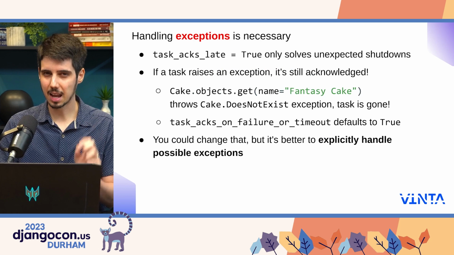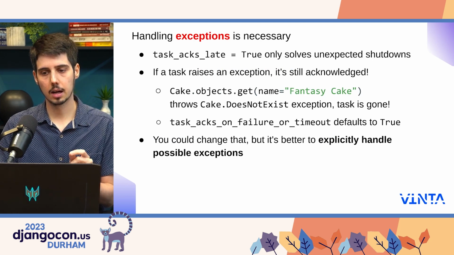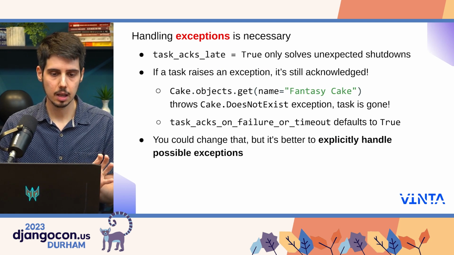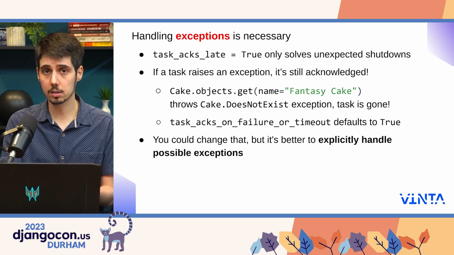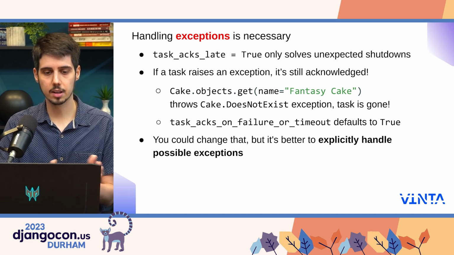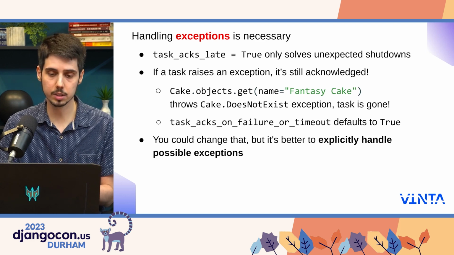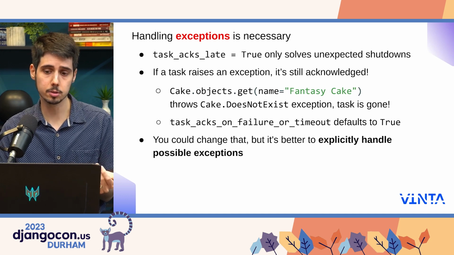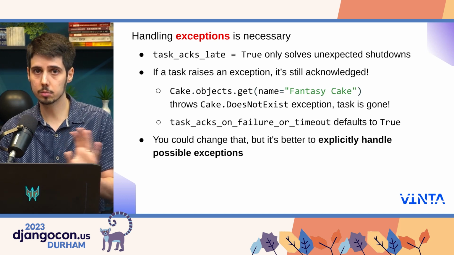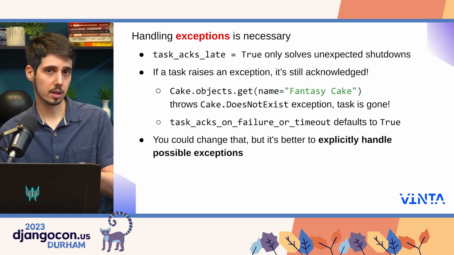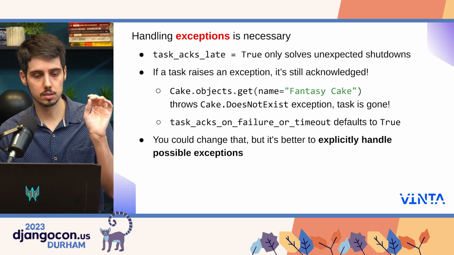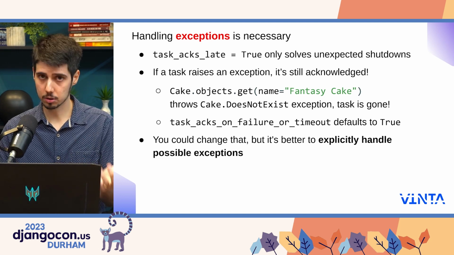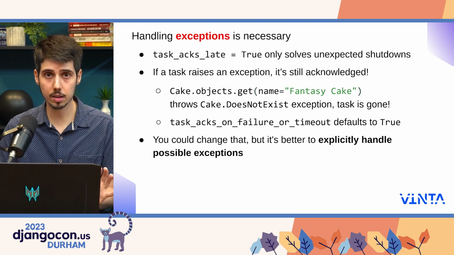It's important to remember that handling exceptions is also necessary. Task acks late true only solves unexpected shutdowns like deploys. If a task raises an exception, it's still acknowledged. So if you have inside a task something like Cake.objects.get(name='fantasy cake'), and fantasy cake doesn't exist, it throws a CakeDoesNotExist exception, the task is gone. The task won't be redelivered. Because of a default on Celery, that's actually a good default. That means task_acks_on_failure_or_timeout is true. You can change that, but you shouldn't. Ideally, you should handle all possible exceptions in tasks.